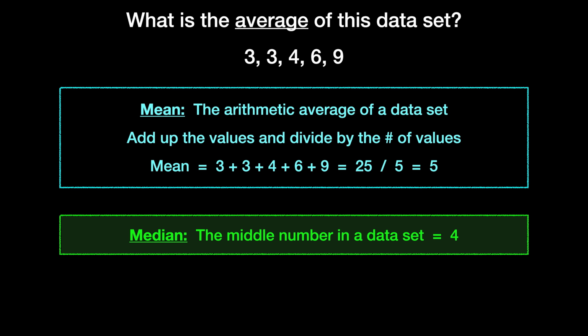The second way to determine the average is called the median. Now, the median is the middle value in a data set. So you just order all the values, say from smallest to largest, and the median will be that middle value in the ordered series. So for our simple example first, 3, 3, 4, 6, 9, the median or middle value is 4.